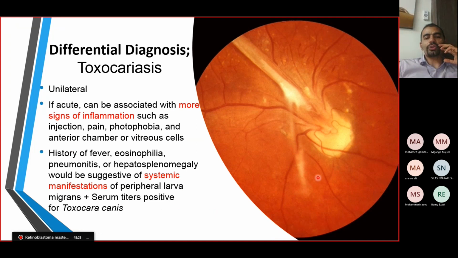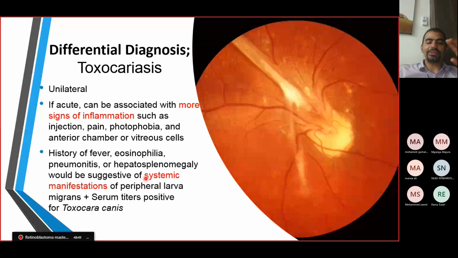The second thing is toxocariasis. There are usually signs of inflammation. There is eosinophilia, so if you are in doubt, request a CBC for this patient. Especially if the disease is active and not an old disease, you'll find this eosinophilia. Hepatosplenomegaly is suggestive. Pneumonitis is suggestive, but sometimes it's not easy to differentiate them.